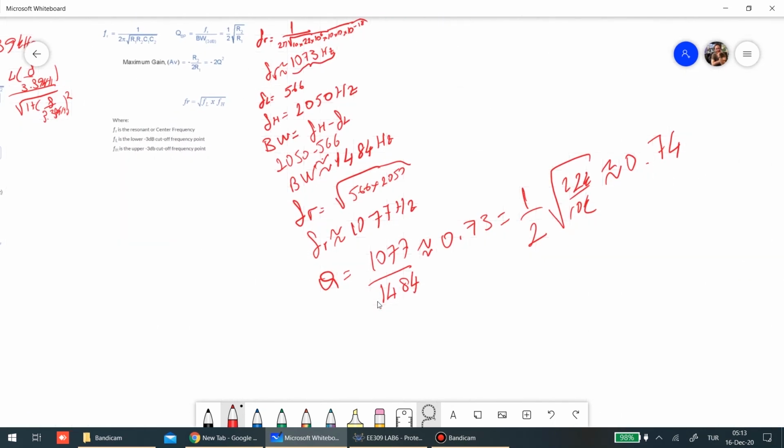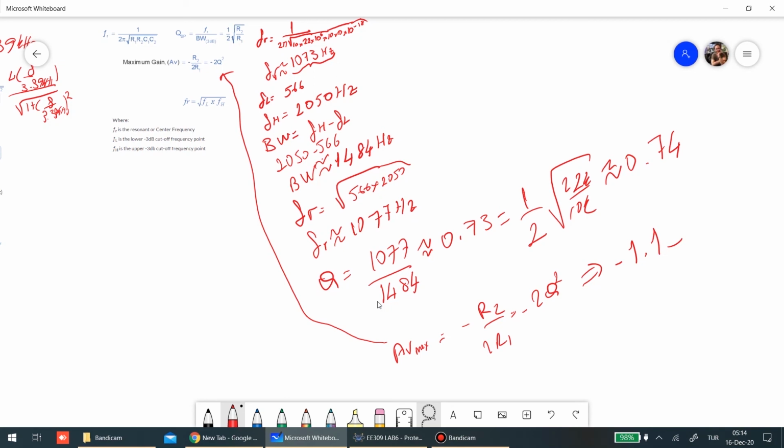So what about the maximum gain? The maximum gain should be minus R2 over 2R1, which should be equal to minus 2Q squared, which was that equation, by the way, equal to minus 1.1, should be equal to minus 1.0, if we take Q as that value.